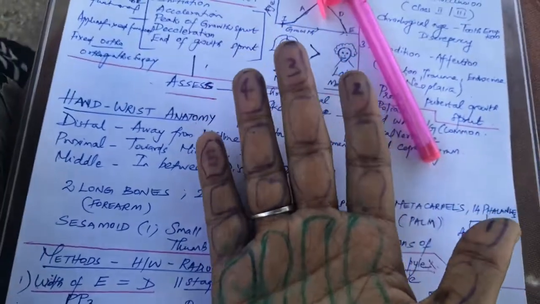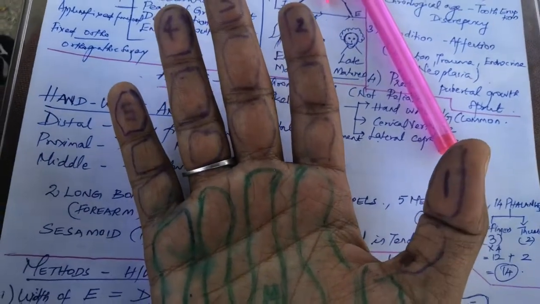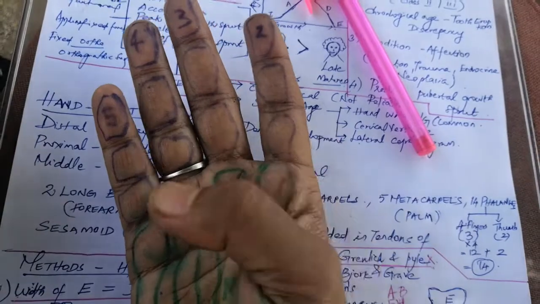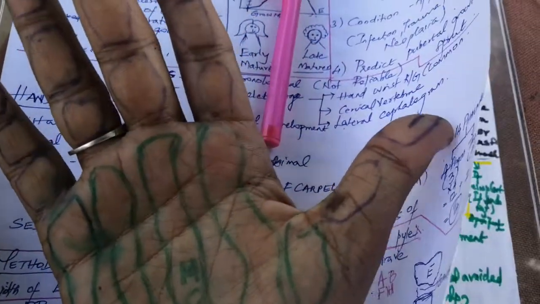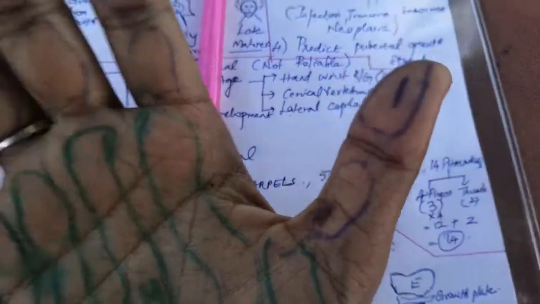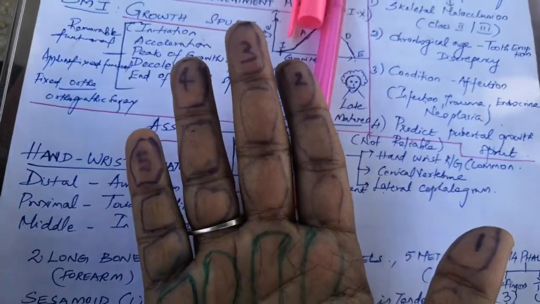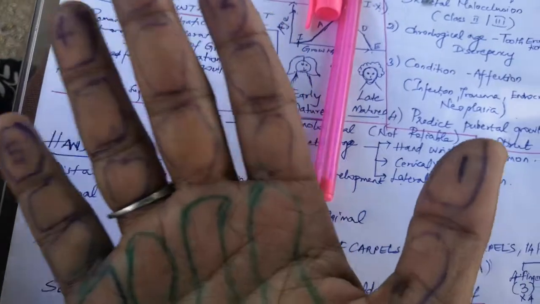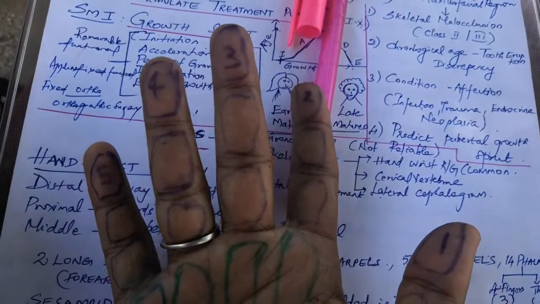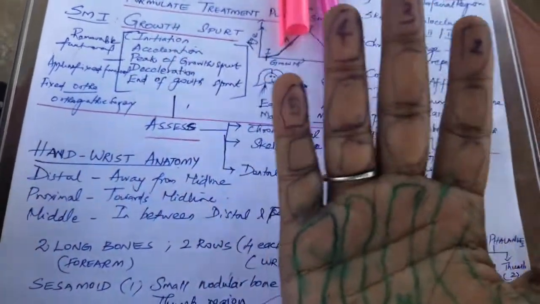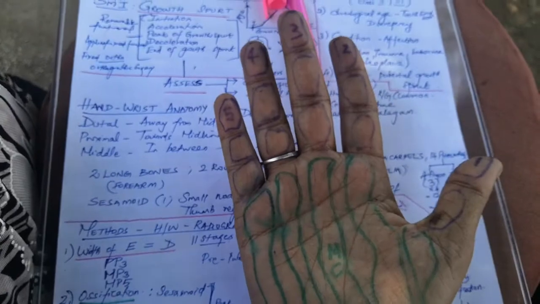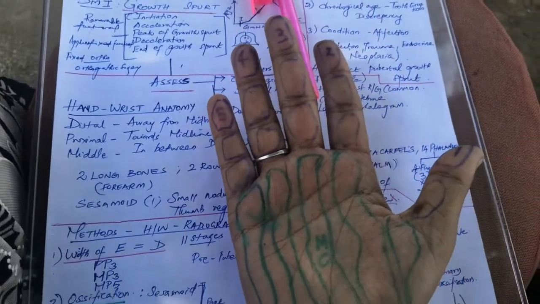And there will be 14 phalanges: 3 in each finger for 4 fingers, totally 12. And in the thumb alone there will be only 2 phalanges. Three phalanges in the rest of the 4 fingers. So numbering should be first finger, second finger, third finger, fourth finger, fifth finger. While studying this, keep the palm facing towards you, so that you will be able to understand it better.